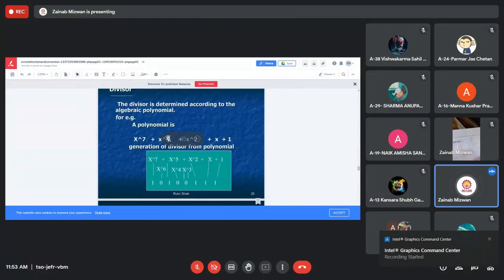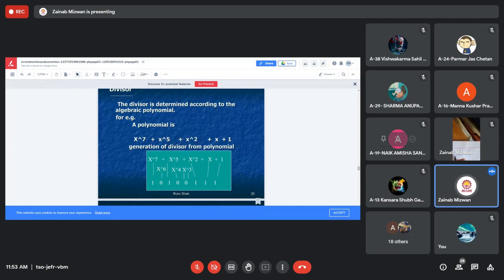I will just write a polynomial. The polynomial which is being given to us is x raised to 7 plus x raised to 5 plus x square plus x plus 1. As you can see on the screen which I have shared, the polynomial is given over here. So what we have to do is expand the polynomial.